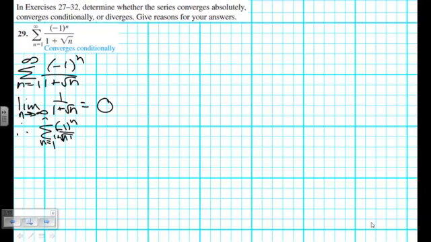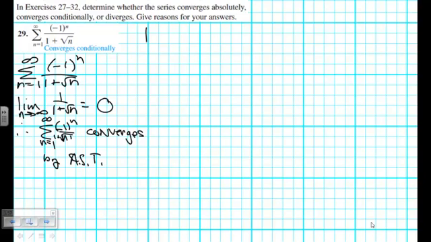Wouldn't it be the nth term? No, it diverges by the nth term test only. The nth term test only talks about divergence, and the alternating series theorem talks about convergence. Okay. So it is an alternating series. We say what happens to the nth term? It goes to 0. Our conclusion is that it converges.